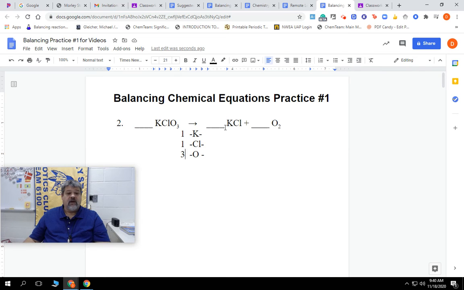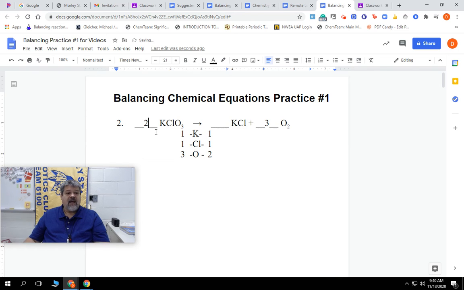On this side, we look, and we have 1 potassium, we have 1 chlorine, and we have 2 oxygen. Now again, I have oxygen on this side only even, oxygen on this side only odd. So one of the easiest ways to do something like that is to basically crisscross these numbers. I'm going to take this 3 right here and put it over here, and then take the 2 right here and put it up here.